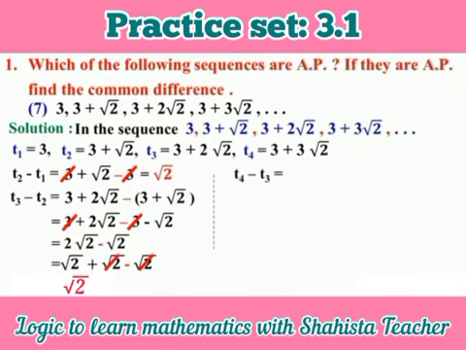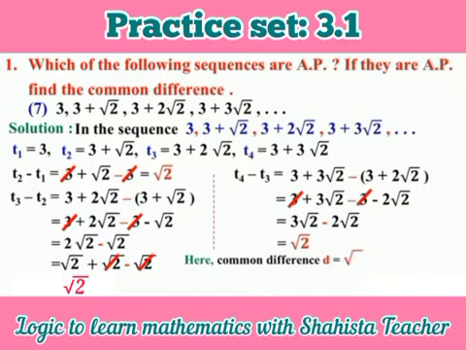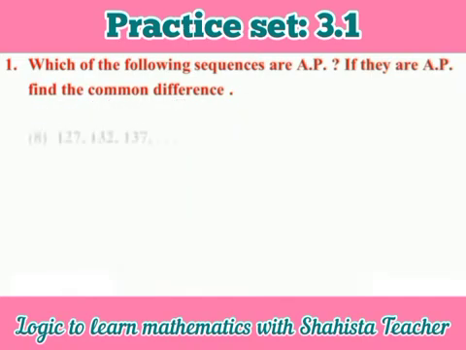Okay. Now T4 minus T3. So here 3 plus 3 root 2 is T4 minus 3 plus 2 root 2 is T3. So after subtracting we get here 3 plus 3 root 2 minus 3 minus 2 root 2. So positive and negative 3 get cancelled. Now here 3 root 2 minus 2 root 2. Now 3 minus 2 is 1, and root 2 is root 2. So the invisible 1 is outside, so root 2 is the common. So common difference D is equal to root 2, which is constant. Hence the given sequence is an arithmetic progression. Yes, my dear students, so simple and easy to understand all these sums.